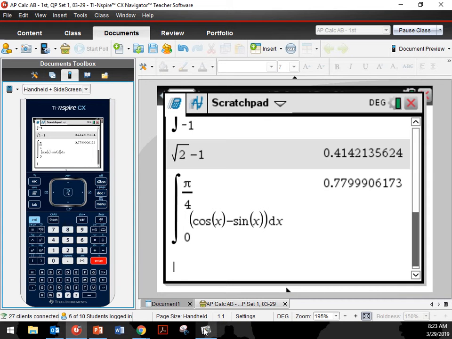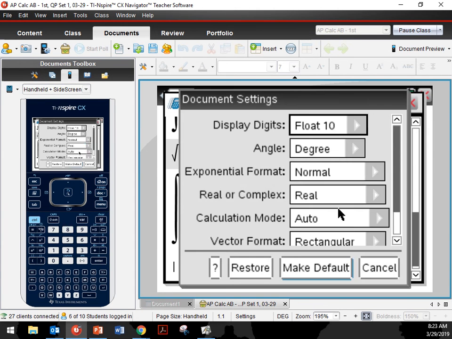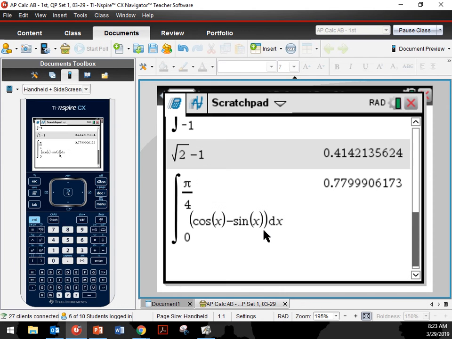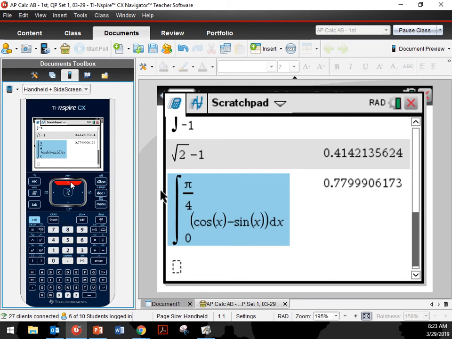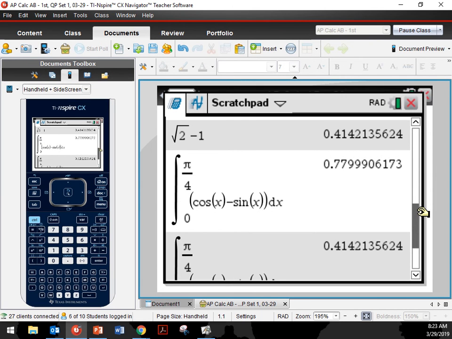It's supposed to be radian. Okay, so let's go ahead. Settings, document settings, radian. Do it again. There we go.